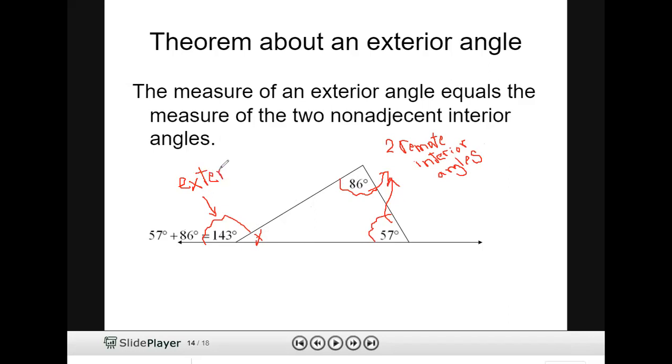Exterior angle. And what is the measure of the exterior angle? The measure of the exterior angle equals the sum of the two non-adjacent interior angles, or we can call it the sum of the two remote interior angles. Then if I want to find the exterior angle, I'm going to add 86 plus 57, so the answer will be equal to 143.